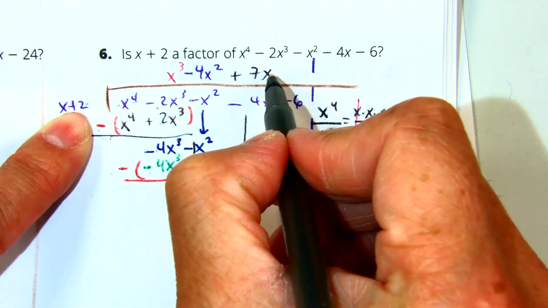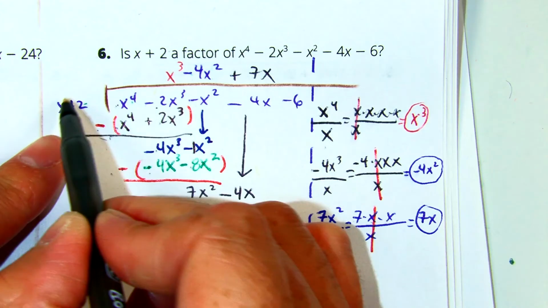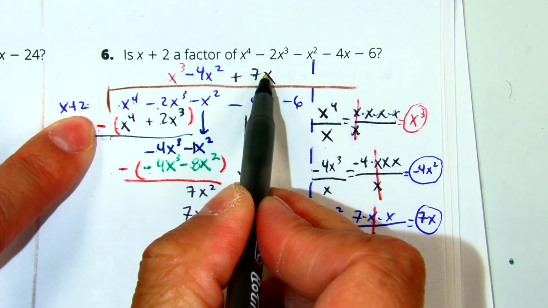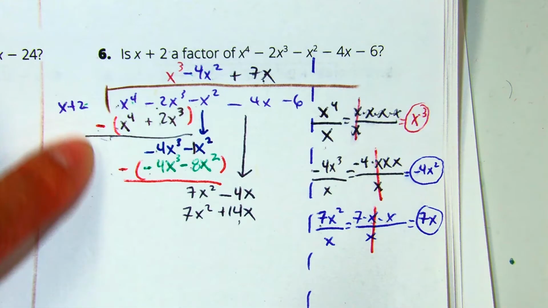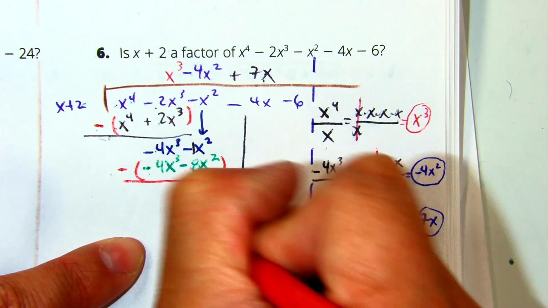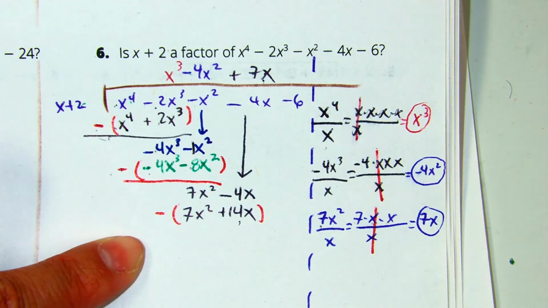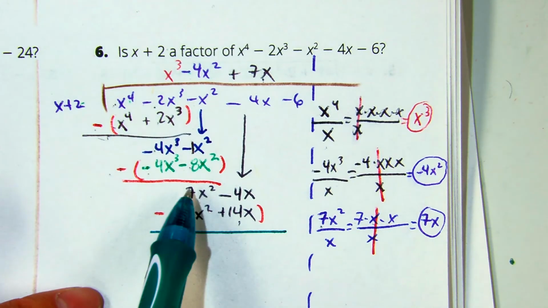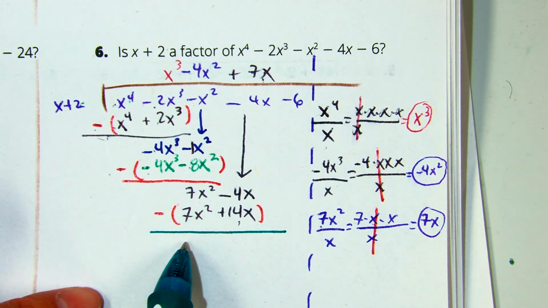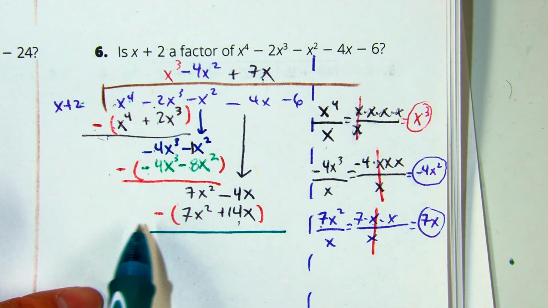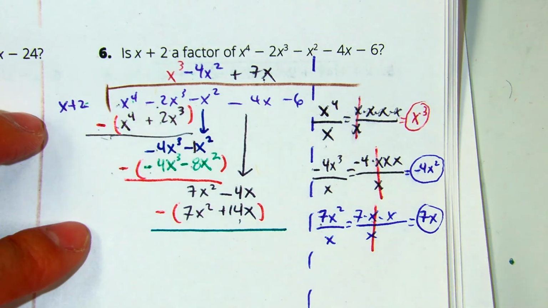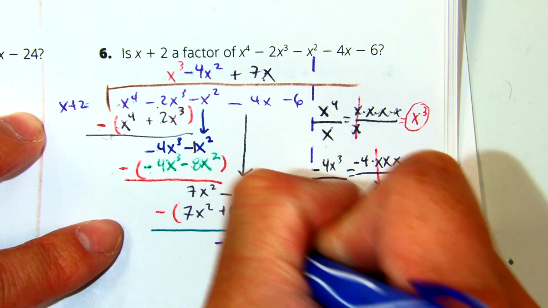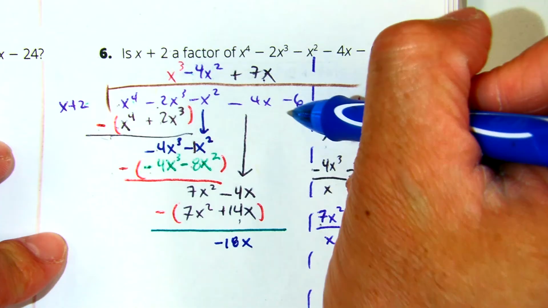So, remember, you have to distribute to both of these. 7x times x, 7x squared. 7x times 2, 14x. Let's use our red pen to subtract. Class 7 minus 7. That's what we wanted. Be careful. Negative 4 minus 14. Negative 18x. And I just have that negative 6, and this is the last one, right?